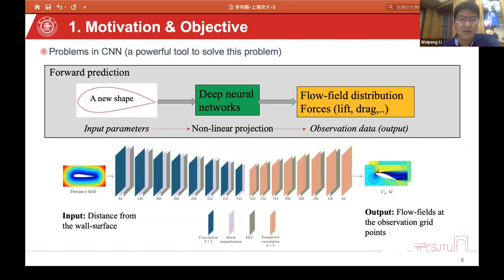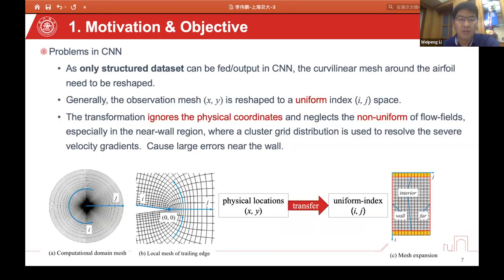And the CNN is a very powerful tool to solve this forward prediction. In the CNN, the input is the distance from the wall surface, and the output is the fluid field at the observation grid points. But there are some problems in the CNN, although it's very powerful. The problem is that only structured data sets can be fed in or output in the CNN, because the curvilinear grid around the airfoil needs to be reshaped.